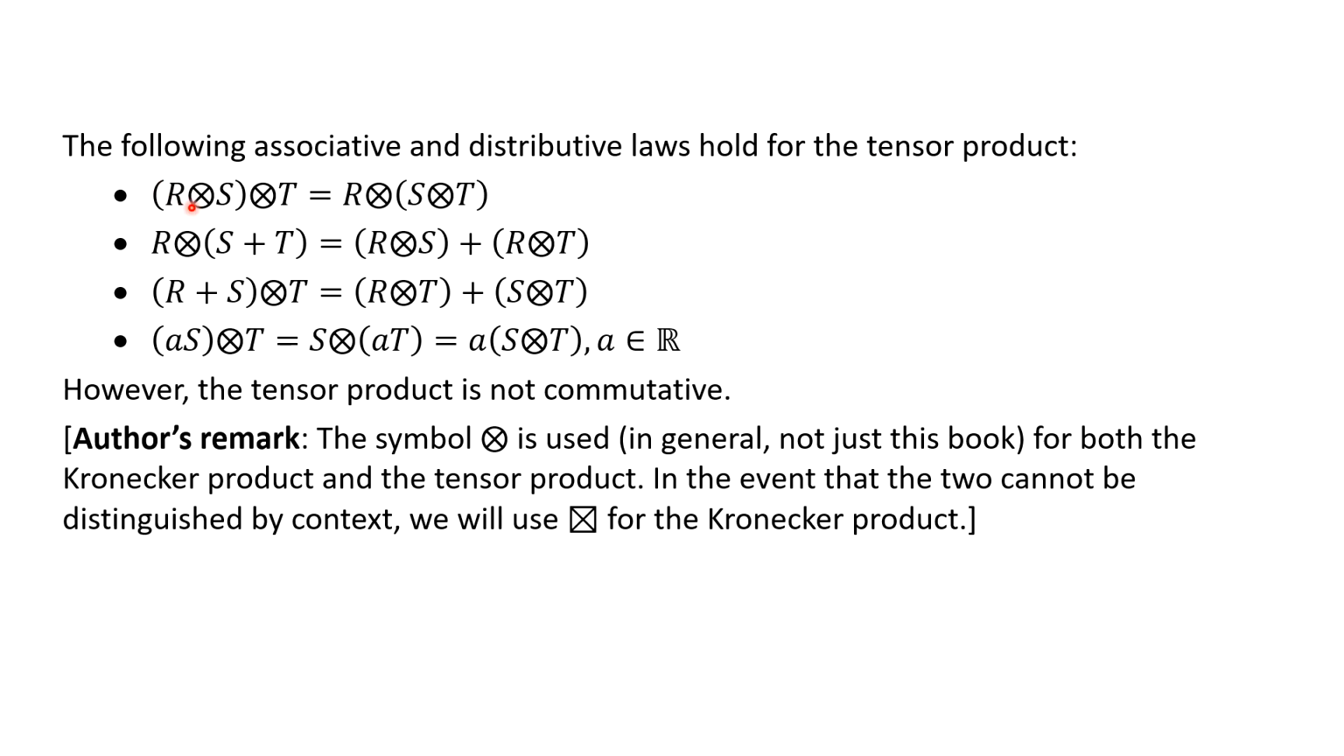We have an associative law here: we can group R and S, and then take the tensor product with T, or we can group S and T, and then take the tensor product with R. We have two different distributive laws. And then we have this law here that allows us to take the scalar and move it from S to T like this here, or move it out altogether. However, the tensor product is not commutative.